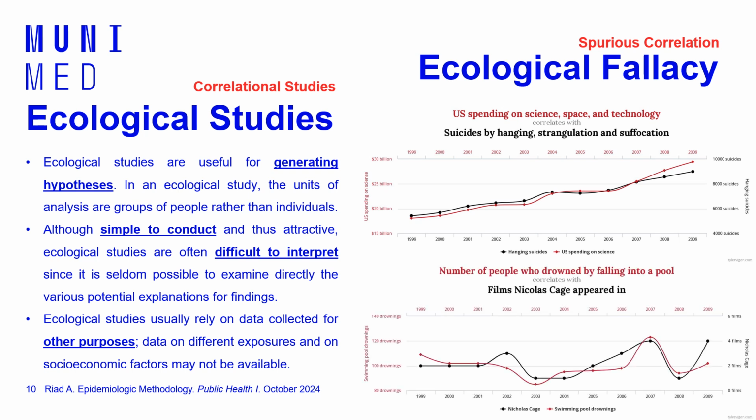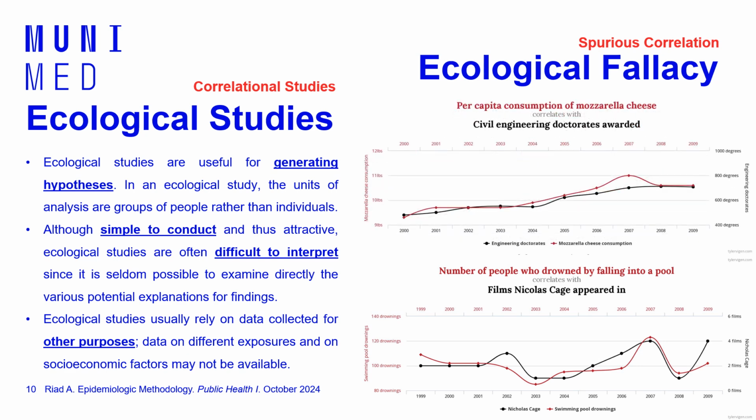The same also goes for the rate of people who drowned by falling into pools, and the number of movies that Nicolas Cage appears in every year. So yes, there is some correlation, as you can see, but I'm afraid Nicolas Cage can't be the reason for this. Of course, people can't die from seeing Nicolas Cage, this is just a joke. Of course, this correlation as well cannot give you any explanation or any meaningful result.